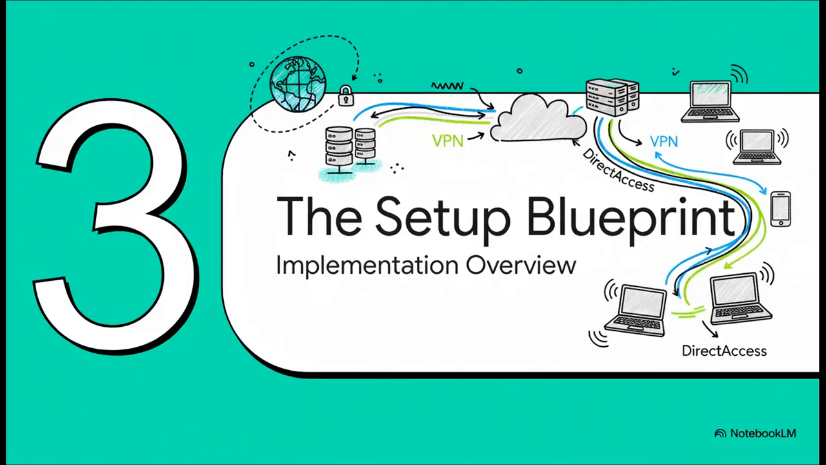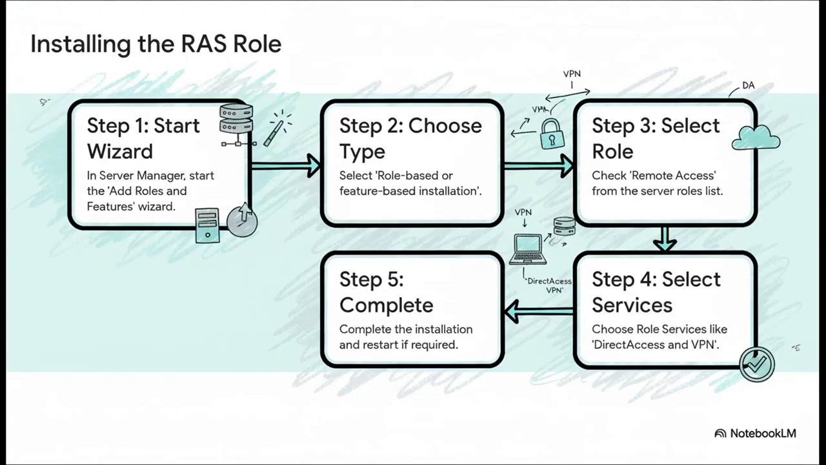All right, decision time's over. Let's say you've picked your path. Now what? How do you actually get this thing up and running? In this section, we're going to walk through a high-level blueprint for getting it done. Don't worry, this isn't a super deep tutorial, but it'll give you a clear map of the process. If you've spent any time at all in Windows Server, this is going to look super familiar. You just pop open Server Manager, kick off the Add Roles and Features wizard, and the one you're looking for is, you guessed it, Remote Access.